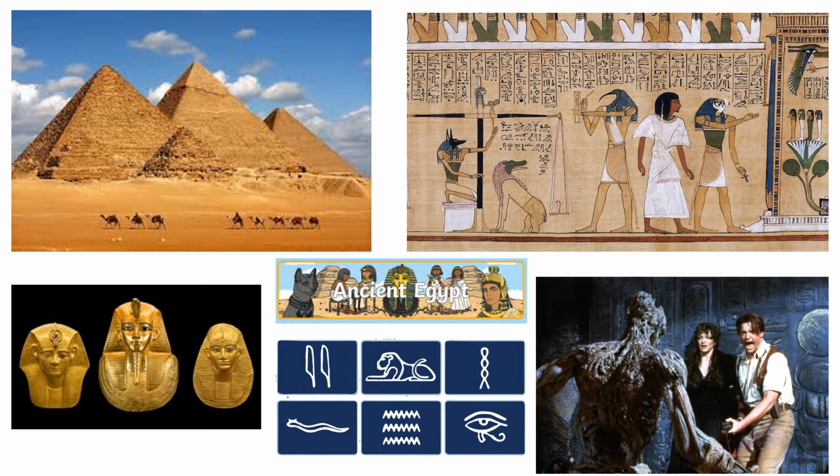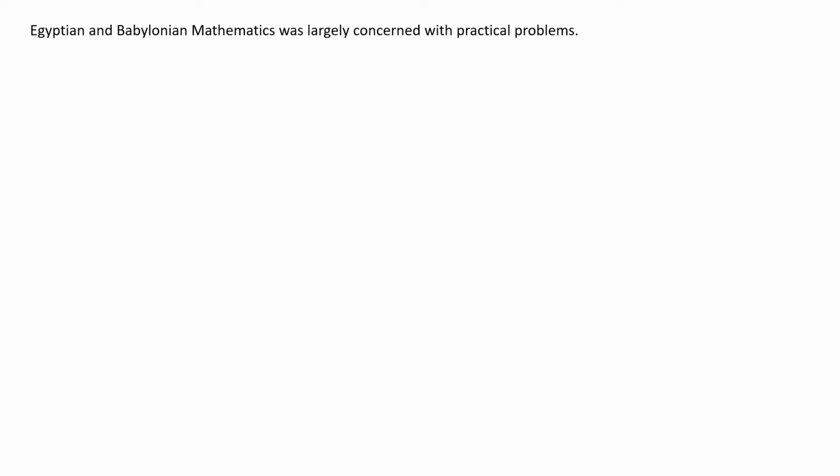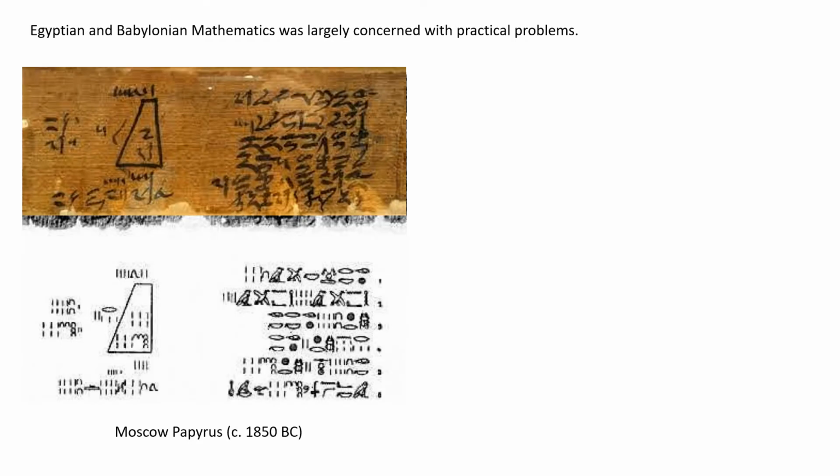I want you to begin by casting your mind back to ancient Egypt. Now imagine you're a school pupil in ancient Egyptian times. What kind of maths would you have learned? Both Egyptian and Babylonian mathematics was largely concerned with solving practical problems. Here we see an excerpt from the so-called Moscow Papyrus, which dates to around 1850 BC. Now the reason it's called the Moscow Papyrus is because it's currently stored in a museum in Moscow.